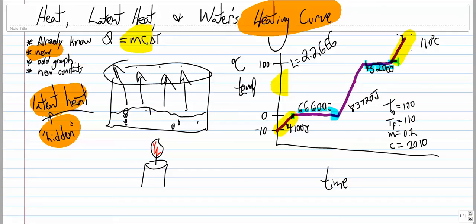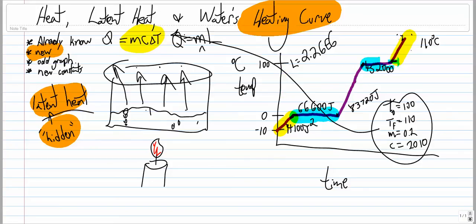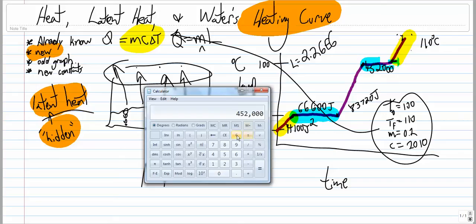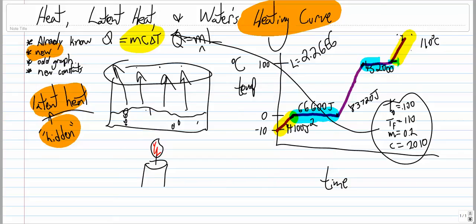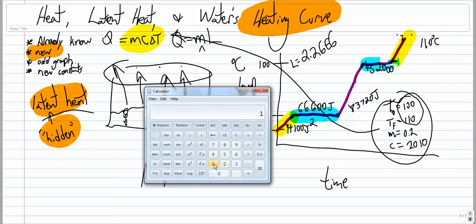I guess I should say that that's not just the water vapor, it's the steam, the mixture there. So 2010. So all I've got to do then is apply those into that equation, and I've got my final chunk of my answer. So MC delta T, well, the temperature difference, the delta T is just 10. So I'm going to have 10 times 0.2 times 2010. And I get 4,020.